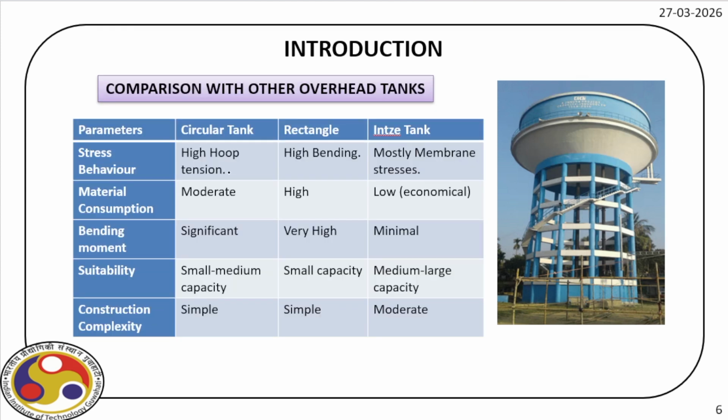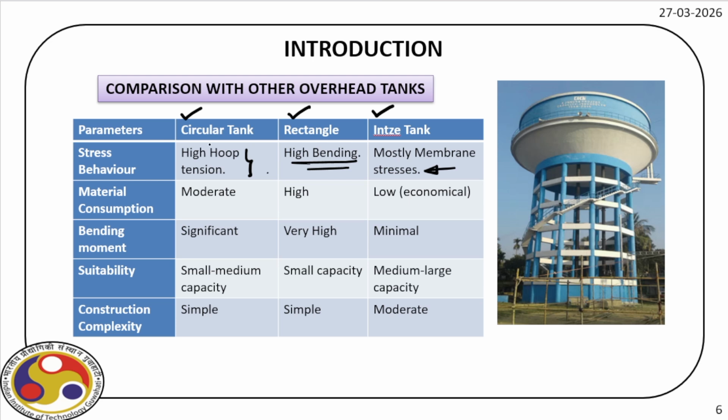Now, a quick comparison with the other types of tanks that we have already considered: circular tank, rectangular tank, and now this week we have the Intze tank. So, different parameters for comparison: stress behavior. For circular tank, high hoop tension, we have already gone through the examples. For rectangular tank, high bending. But for Intze tank, mostly membrane stress. And that's where the advantage comes.